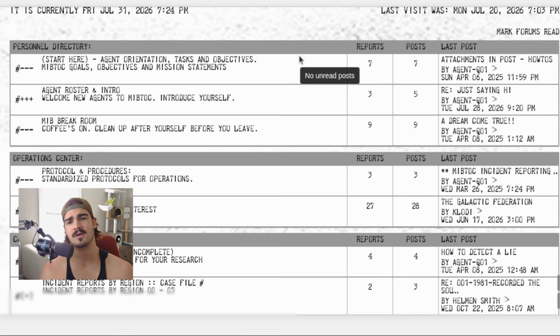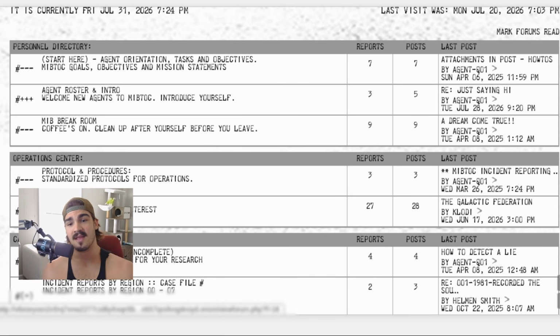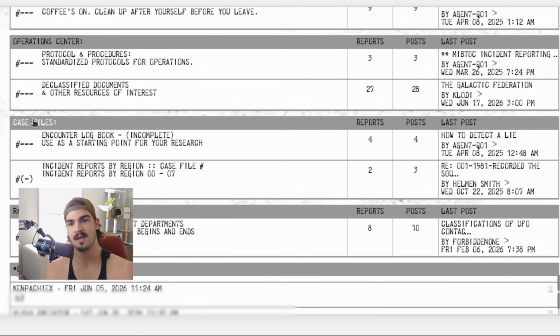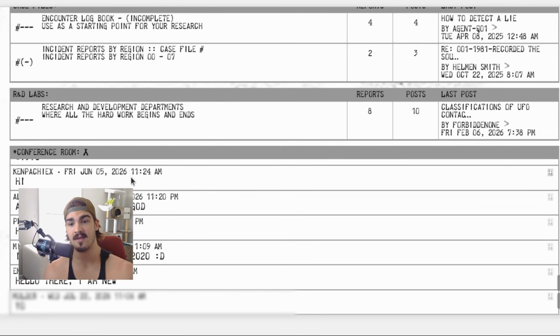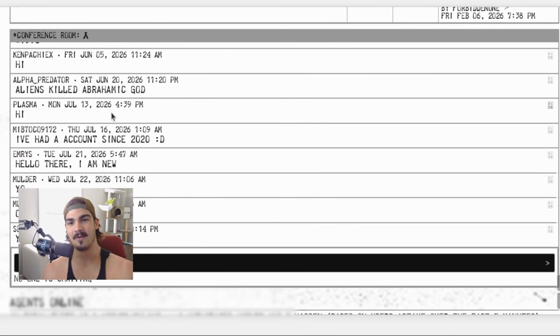Agent roster and intro, MIB break room. We have protocol and procedures, standardized protocols for operations, declassified documents, and other resources of interest. Here we have case files, encounter logbook, use as a starting point for your research. That could be interesting. Incident reports by region, research and development labs, departments where all the hard work begins and ends. And all the way down here, we have the conference room, which is, I guess, essentially a chat room for the users of this website.